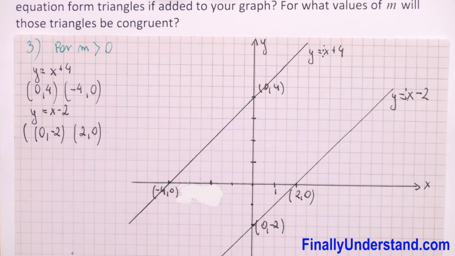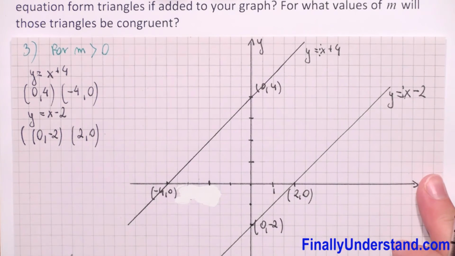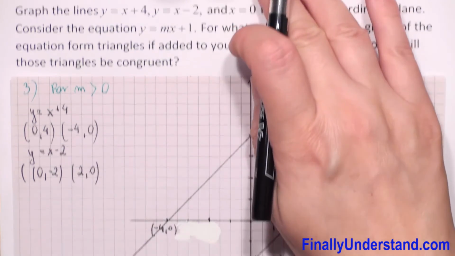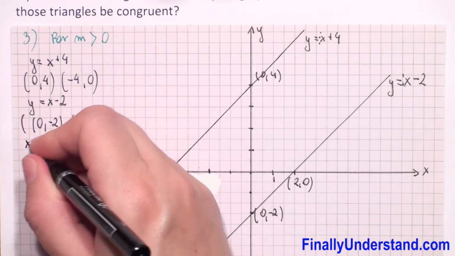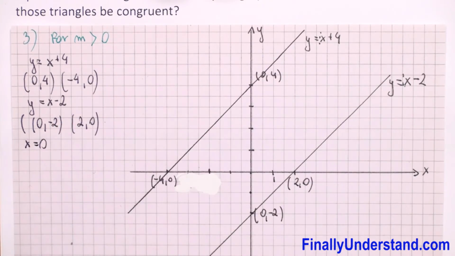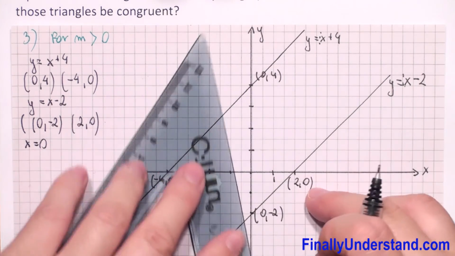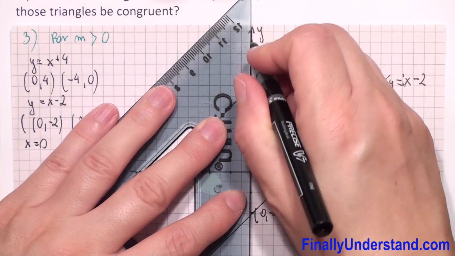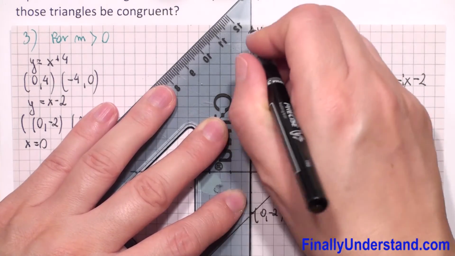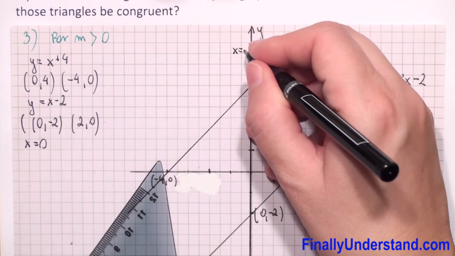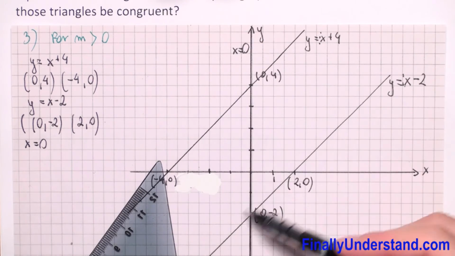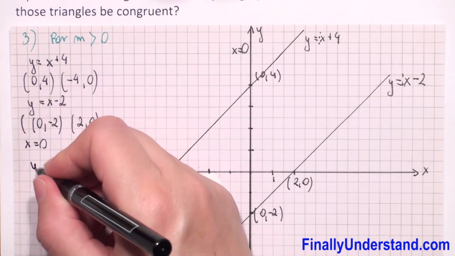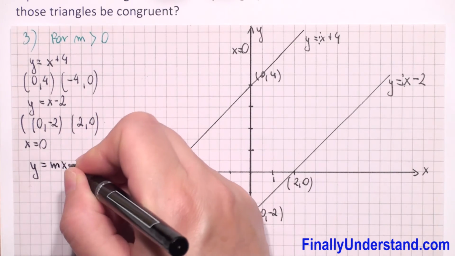This is 1. So the third line is x equals 0. So this is our y-axis. This is x equals 0. So we have these 3 lines, and the third we have y is equal mx plus 1.